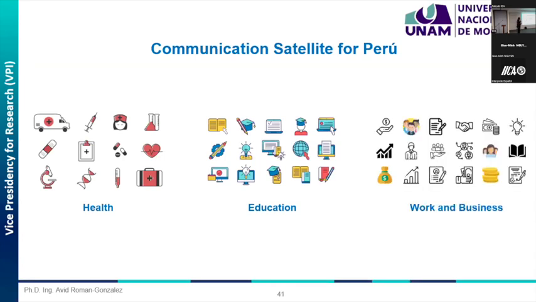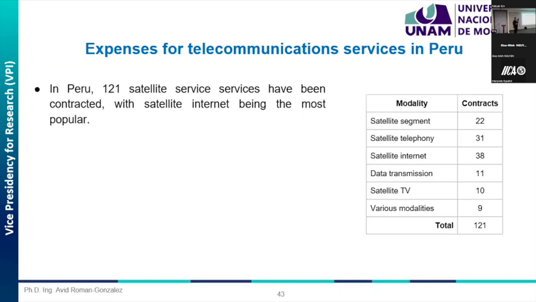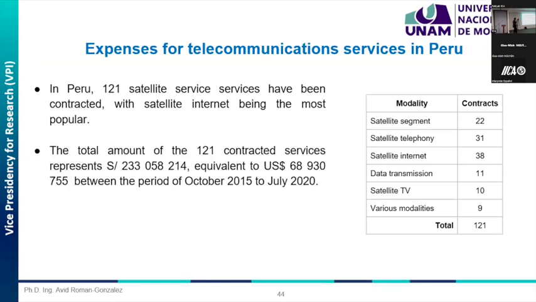We are planning to use the communication satellite for different aspects: health, education, work, business. And in Peru, according to the National Institute of Statistics, we have 121 contracts related to telecommunication satellite services. These are the titles of the contracts: satellite segments, telephony, internet, data transmissions, TV satellite, in total 121. And these contracts represent near to $69 million from 2015 to 2020.